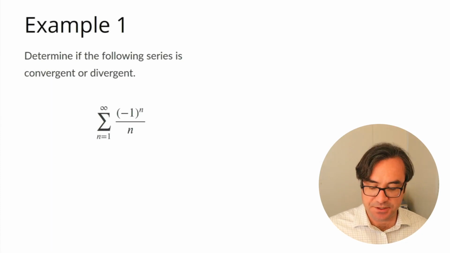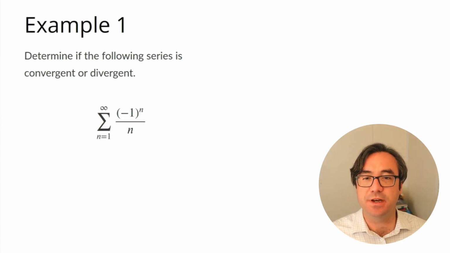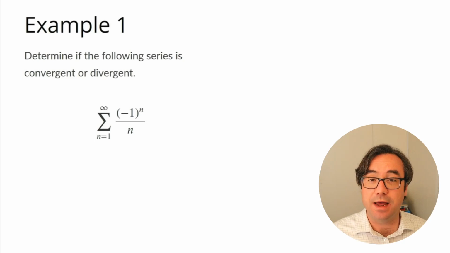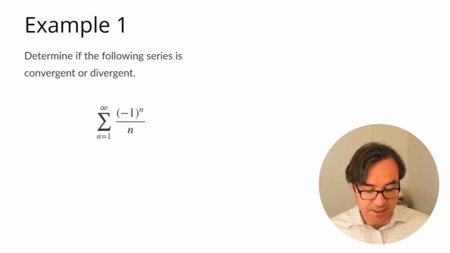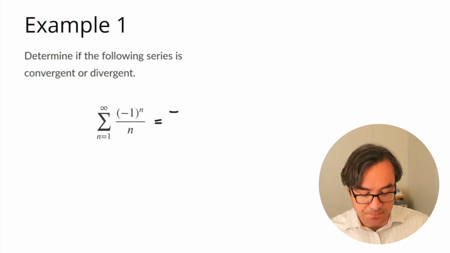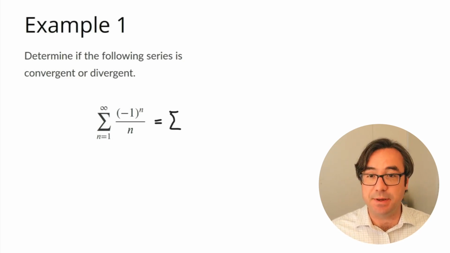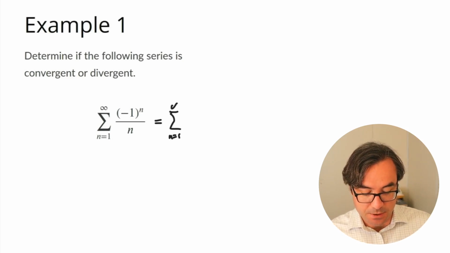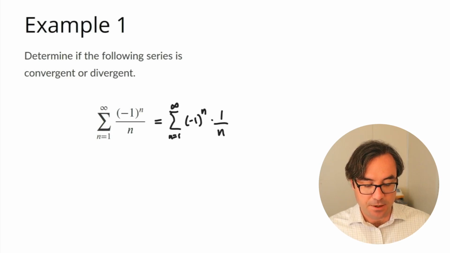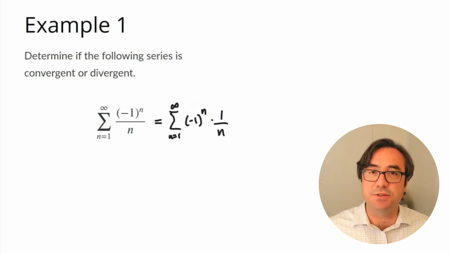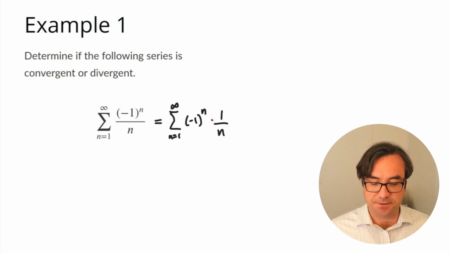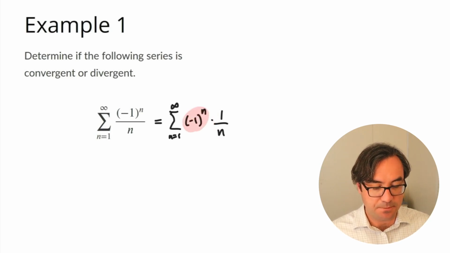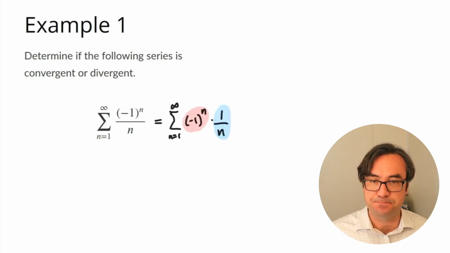Okay. So let's try example 1. We want to figure out if this series, sigma n equals 1 to infinity of -1 raised to the n over n, is convergent or divergent. A lot of times it's helpful, not necessary, but helpful, to separate off the alternating piece. So let's take that -1 raised to the n and separate it off. We have the alternating piece here, that's what gives us the bouncing back and forth, and then we have all this other stuff, 1 over n in this case.